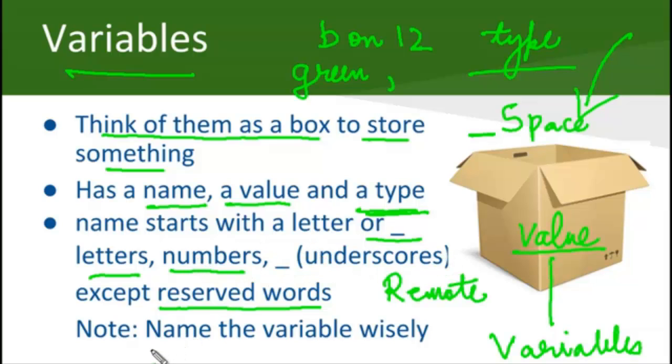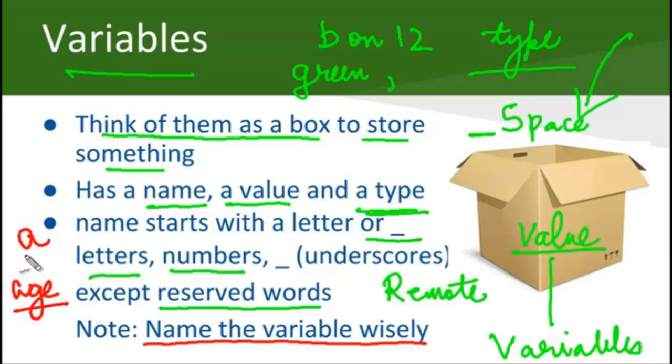An important thing to note is that you should name your variable wisely. If your variable stores the age, the best option would be to name it age and not a. Usually people name them as a, and now a can mean anything. So your variable should be named wisely, with something like age to specify the age, or weight to specify the weight, and not w.